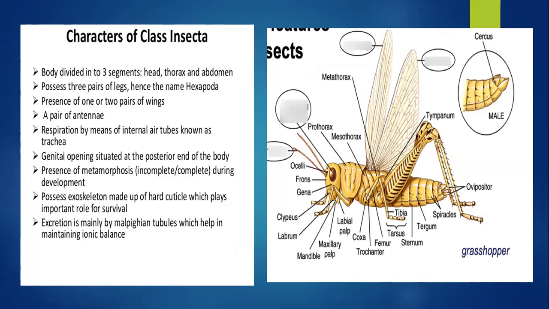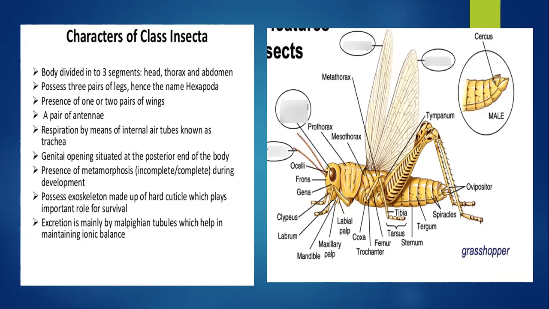What are the characteristic features of class Insecta? The body, as you have seen, is divided into three segments, head, thorax, and abdomen, and has three pairs of legs. You can see this is a grasshopper, given as an example, with three pairs of legs. That is why these insects are known as hexapods. They have wings for flying and jumping, one pair or two pairs depending on the type of the insect. And a pair of antennae is present in the front. These are all the characteristic features of an insect.